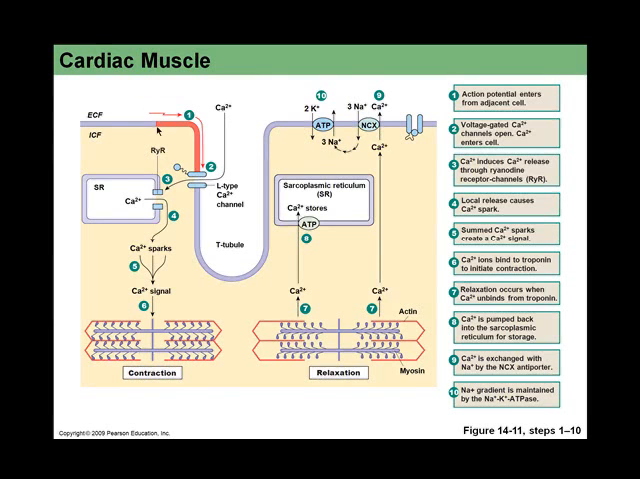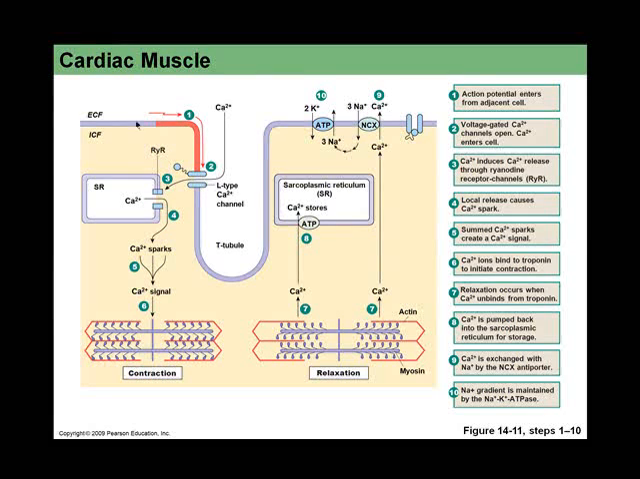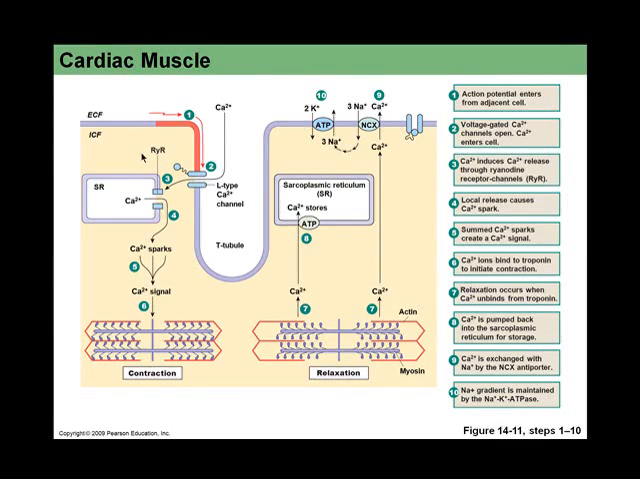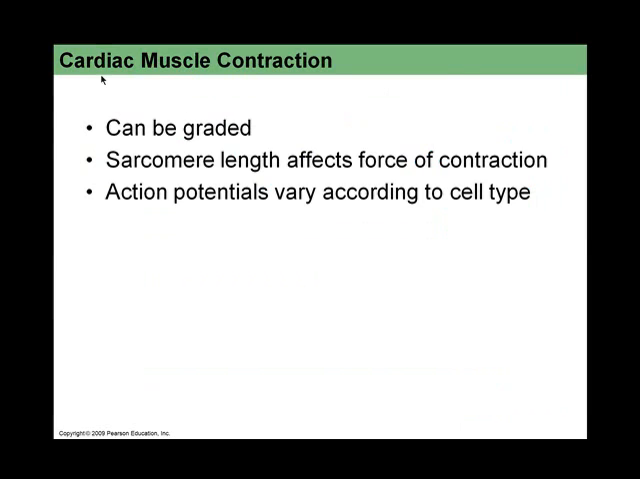At the same time, the action potential just caused an increase in intracellular calcium, and that intracellular calcium is going to be pushing out and pulling in new sodium and beginning to depolarize this membrane as soon as it can be depolarized. So we're beginning to see some of the unique properties of the cardiac myocytes that give them an autorhythmicity. So the cardiac muscle contraction can be graded. The sarcomere length affects the force of contraction, and the action potentials vary according to the cell type.